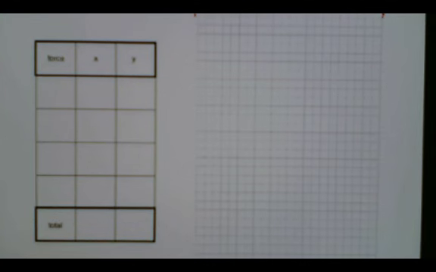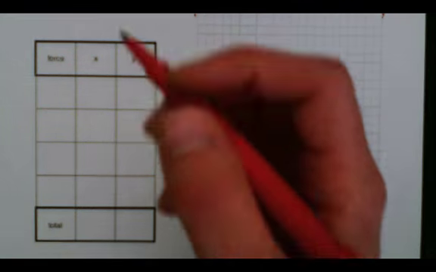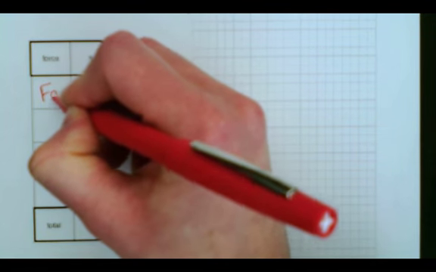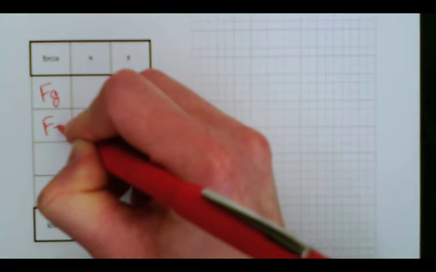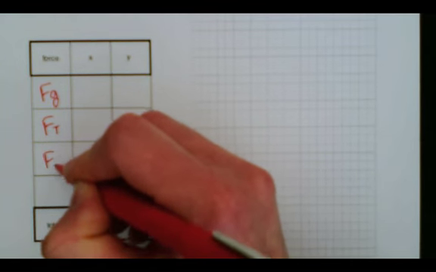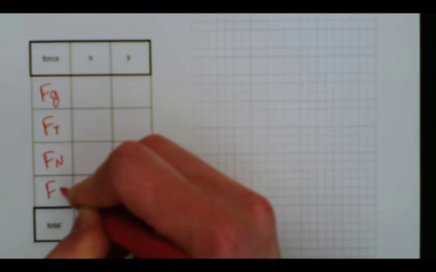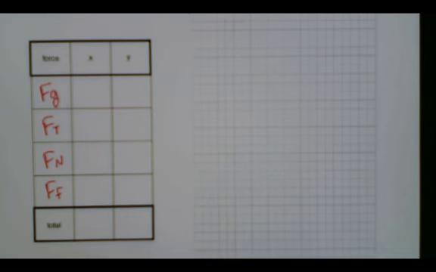Let's begin by listing the forces that act on the dog. We have a gravitational force, a tension force, a normal force, and a frictional force. Let's start with what we know. We know that the dog has a mass of 40 kilograms. We can use this to calculate our gravitational force.